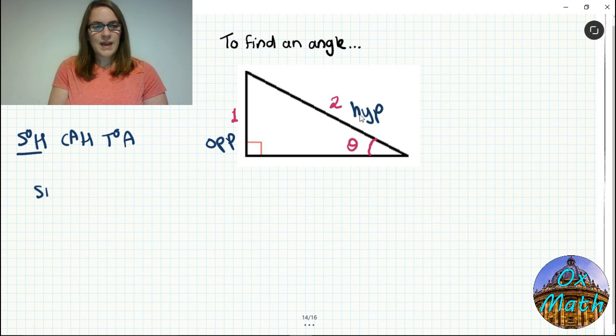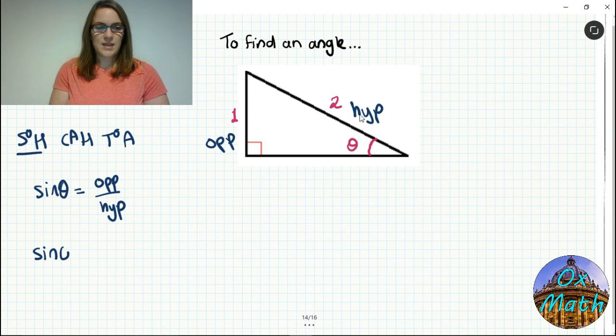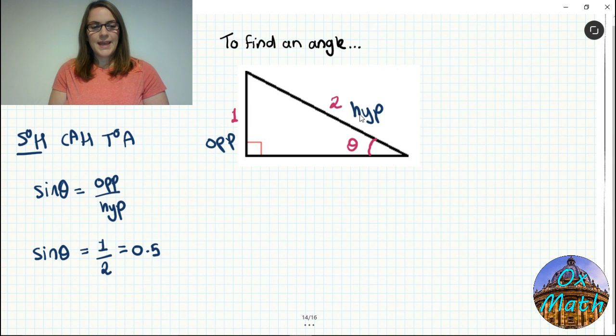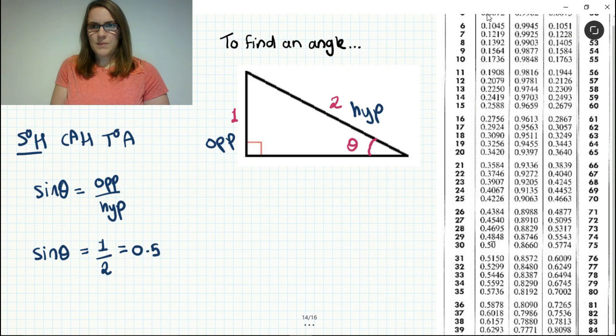So again, remember that just tells us what equation we can use, which is that sine theta equals opposite over hypotenuse. So this time, if we fill in what we know, we don't know the angle, so that can just stay as sine theta, but we do know both the opposite and the hypotenuse. So sine theta is 1 over 2 or 0.5. Now if you think about what that means, we actually know the ratio of the opposite to hypotenuse and we need to get back to the angle. So if you think about that in terms of our sine tables, where this is the sine column, if we look down for 0.5, that tells us that the angle we're looking for is 30 degrees.